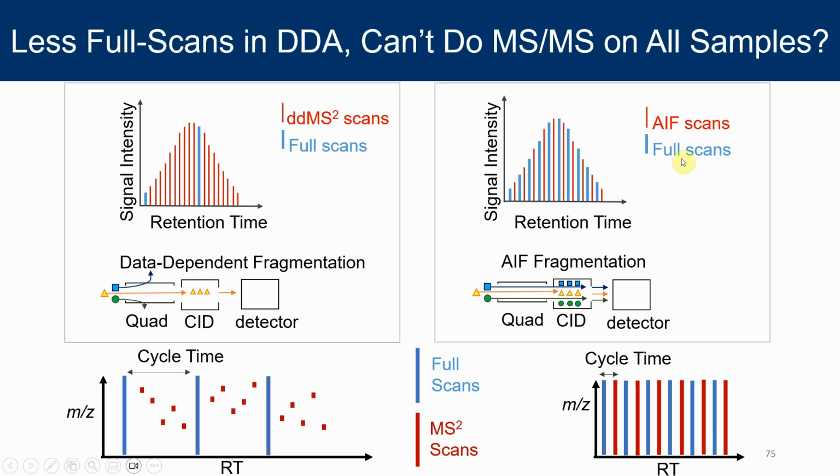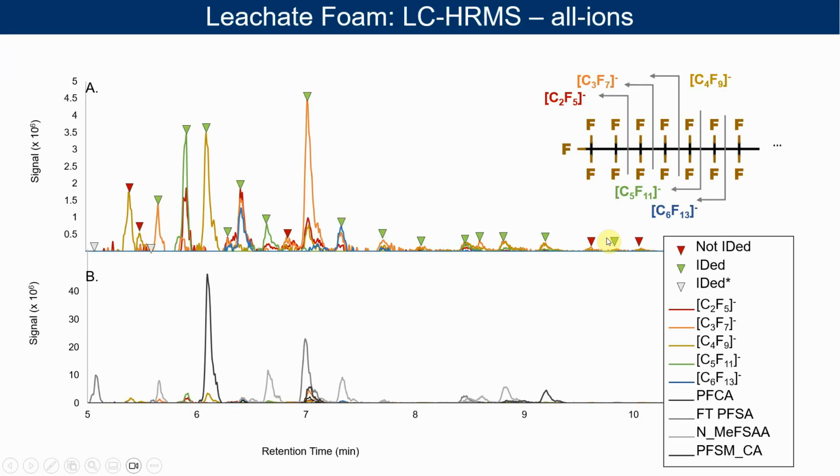For all ion fragmentation, we alternate between full and AIF. So the nice thing here is not only do we get full scans across the entire peak, and so we could definitely use this for quantitative analysis as well as for peak picking, finding those peaks in the MS1 dimension, but we also get consistent fragments across all molecules over time, which can be very useful as well.